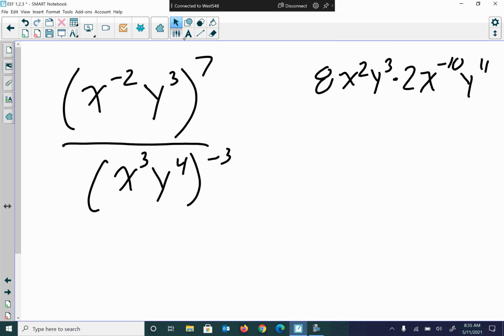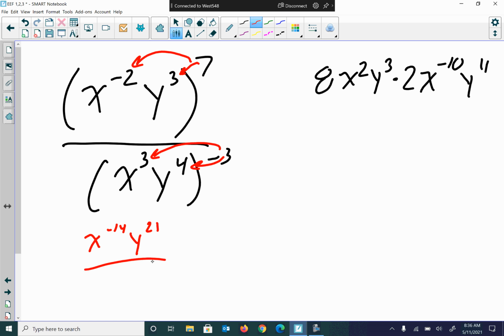Very first problem, very first one, and then we're going to go over some of the stuff on the homework. So I'm going to distribute this here and here. I'm also going to distribute this here and here. And I realize I have negative exponents, but let's take care of the power of a power first. So this is going to give me x to the negative 14 on top. This is going to give me y to the 21st on top. It's going to give me x to the negative 9 on top. And it's going to give me y to the negative 12. Okay? Everyone feel comfortable with that?